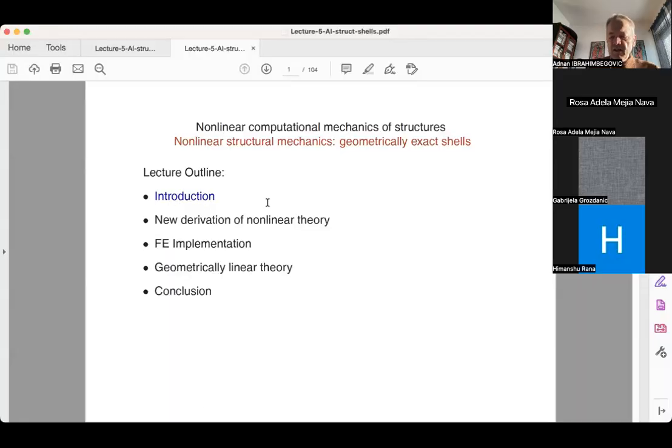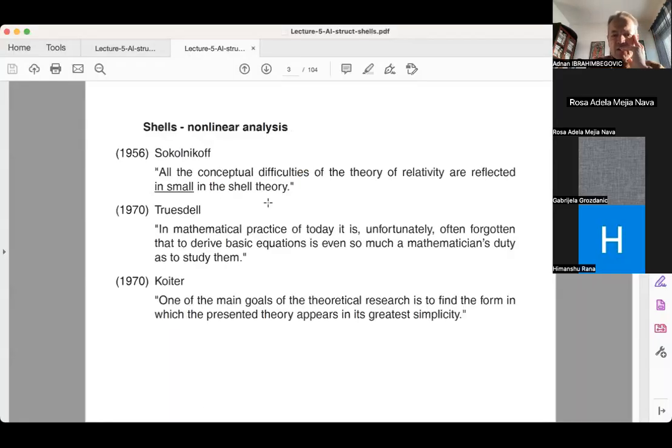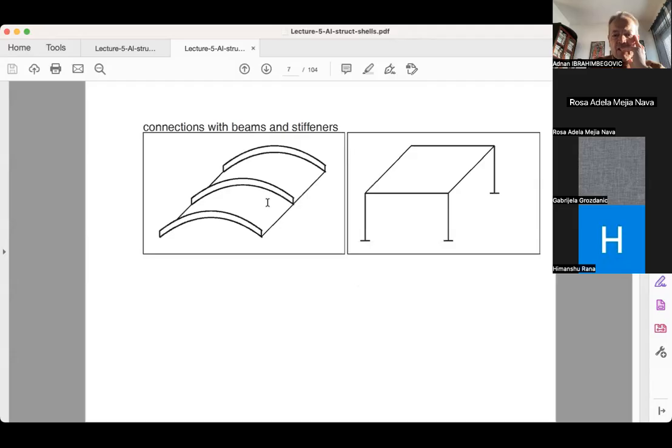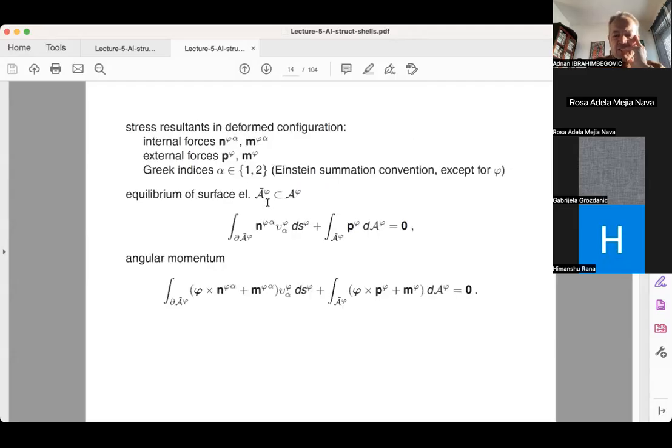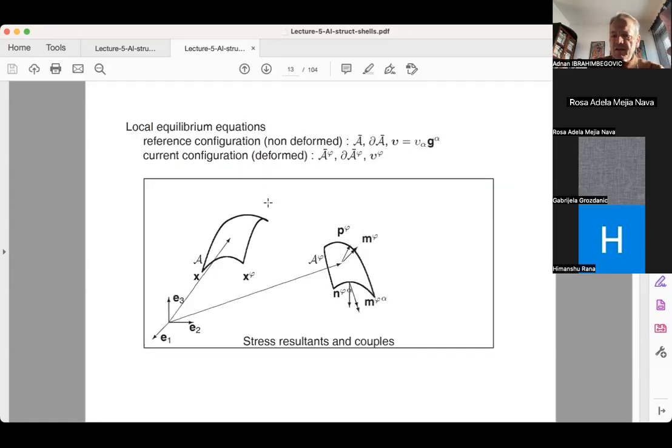I'm not sure I want to do the shells. Maybe just one picture. Share screen. Basically, the shells are quite laborious, and there's interest to develop these shells. But there's just one thing that I want to show, and you start with this spatial configuration.